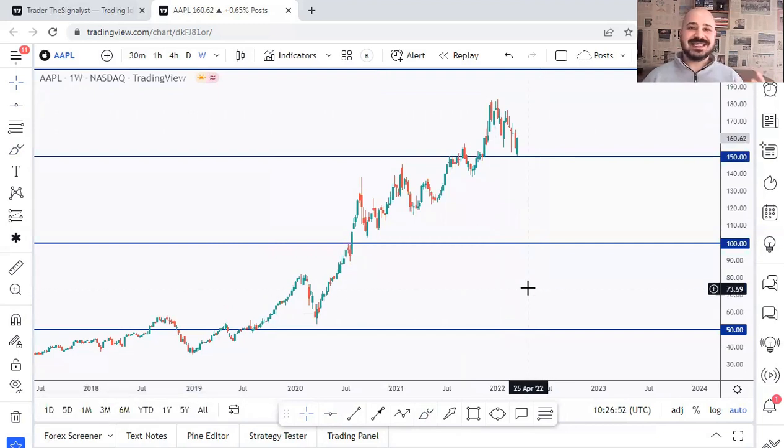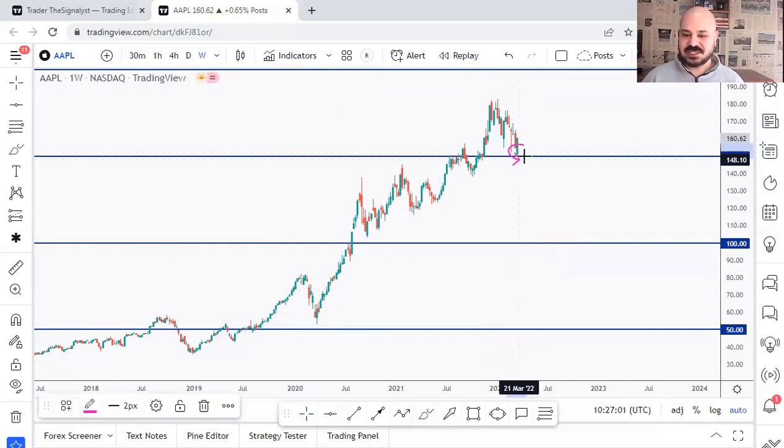That's it. So now we've got an idea about where the rejection zones are that might hold the price up or down in case it's a bearish trend. Okay, in this particular case, price is currently approaching the 150, which is acting as a potential support area. Next, let's go for market structure.